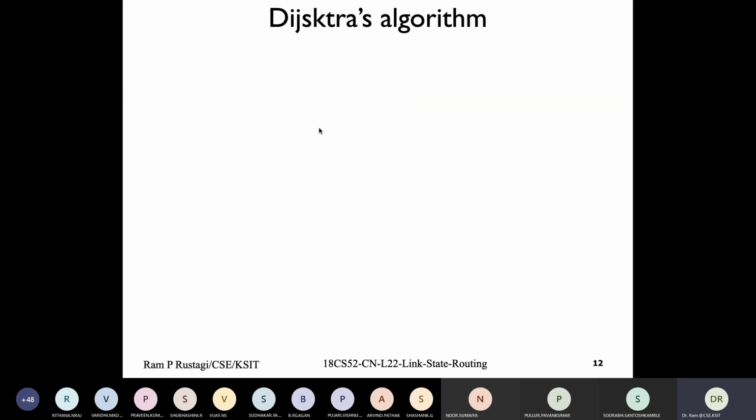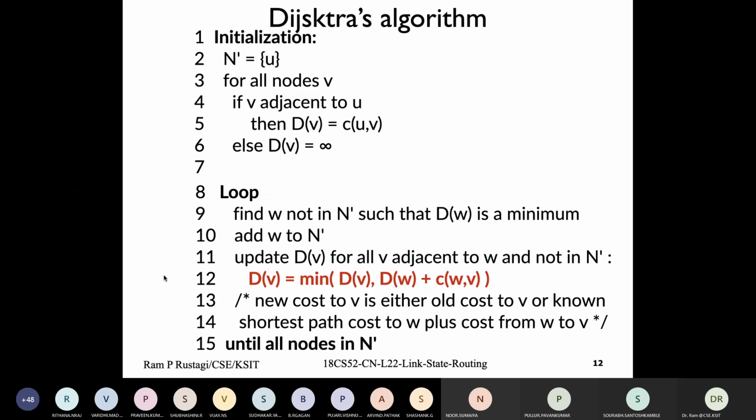Look at the algorithm. Whichever node I pick up, look at all the edges from that node, add that value, and compare with the previous value. Whichever is minimum. So I pick a node W with a minimum DW. Having picked W, look at all the edges WV, that is all the nodes which are neighbors of W, and update that DV. Either the previous value or DW plus the cost.